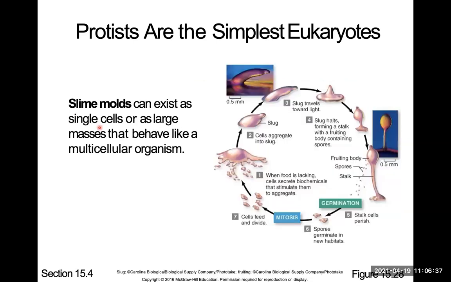Next we have slime molds. Slime molds can exist as single cells or large masses that behave like a multicellular organism. This reminds me of the movie Transformers. You have these tiny robots and they can come together and make a big robot. So they can exist as single cells, tiny spores. Then they start combining and become a bigger, multicellular organism, and it just starts to grow.